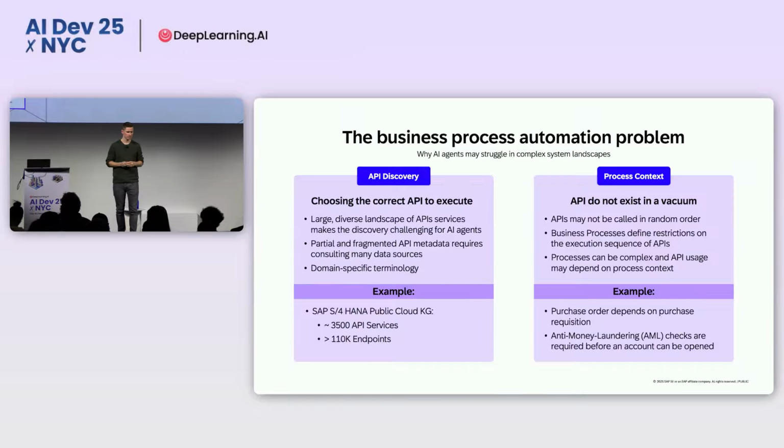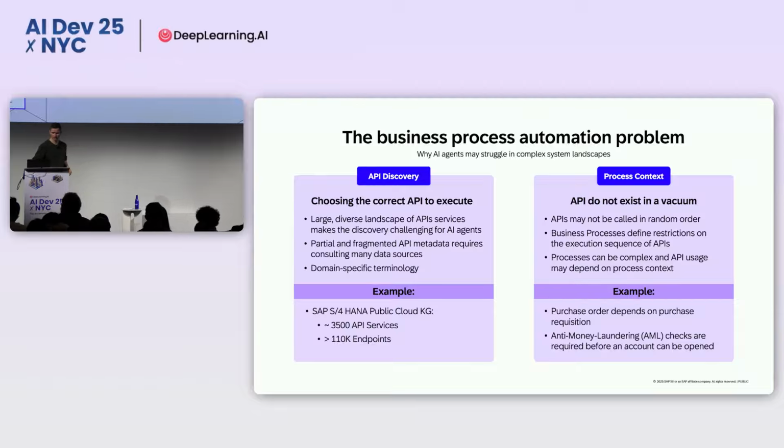So to give you an example, to create this purchase order that we saw in the beginning, it might be necessary, depending on your business process, to first create a purchase requisition before you can actually create the purchase order. Or in the financial application, it might be required to do some anti-money laundering checks before you can open a new account.